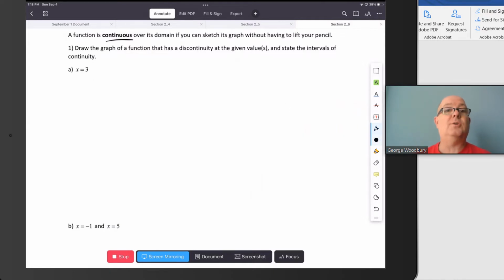So in college algebra we say that a function is continuous over its domain if you can sketch its graph without having to lift your pencil. Now we'll come up with a different definition of that when we get into calculus, but for now it rings true.